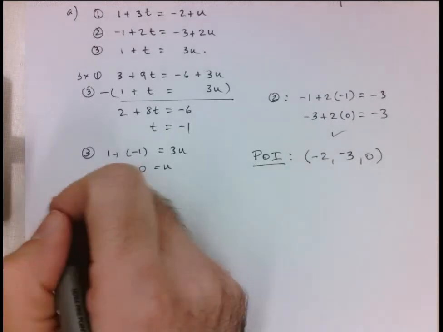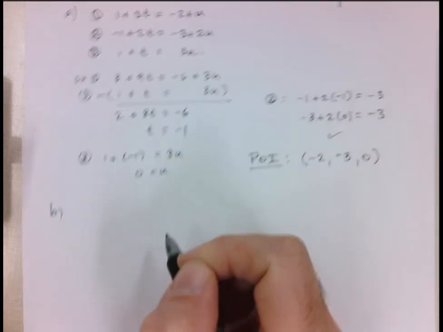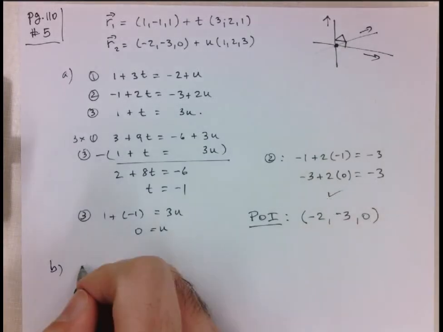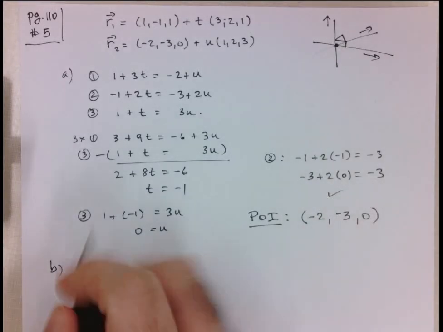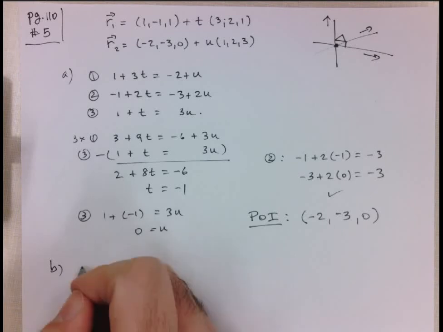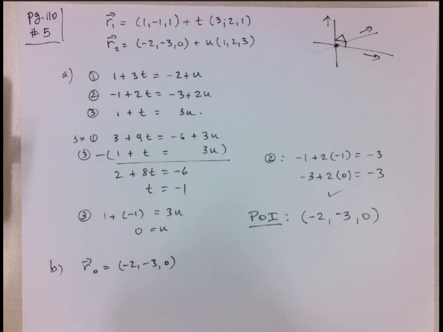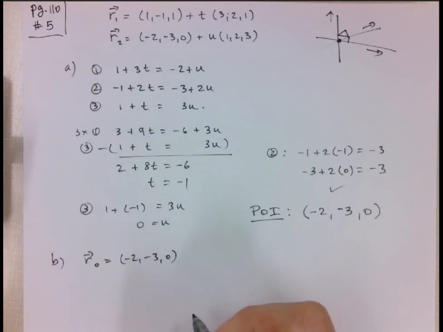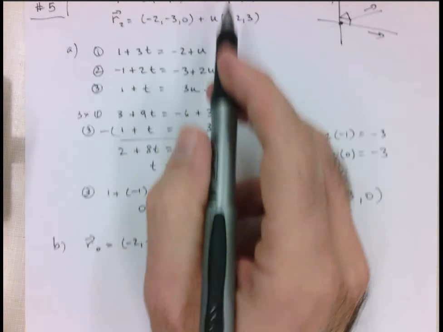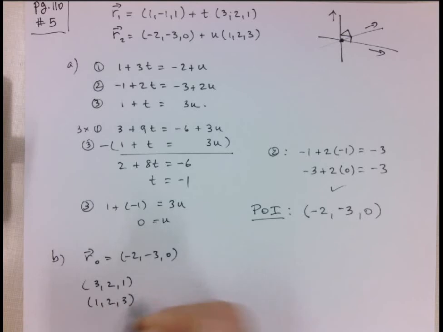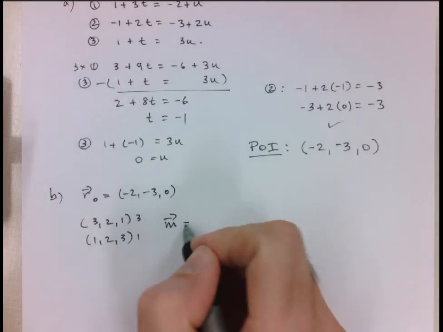Now in part B, recall that we want to find a line that's perpendicular to both and passes through that point of intersection. So we have our point, and here we'll look for the vector equation. We'll call our given point R0, which is negative 2, negative 3, 0. And in order to find our direction vector, we're going to take the cross product of these two direction vectors. So we'll take the cross product of 3, 2, 1 and 1, 2, 3, and that'll give us our direction vector. So let's calculate that.